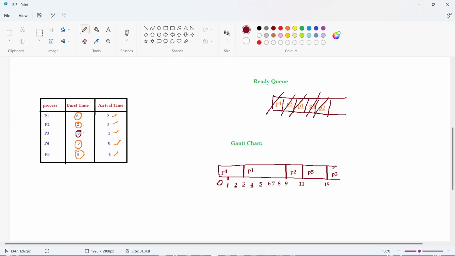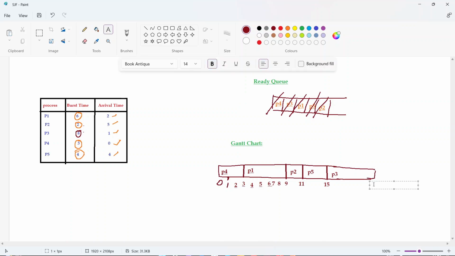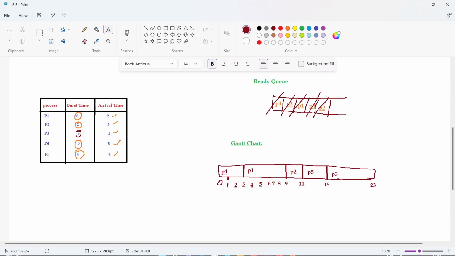What I'll do, I'll just extend this one. Okay, and here the final time 15 plus 8 is 23. So this is the Gantt chart. Now by considering this Gantt chart, we have to write down what is the waiting time and what is the turnaround time. Okay, so let me extend the lines here.